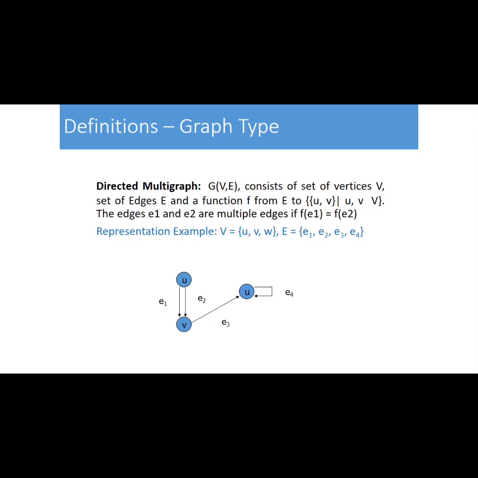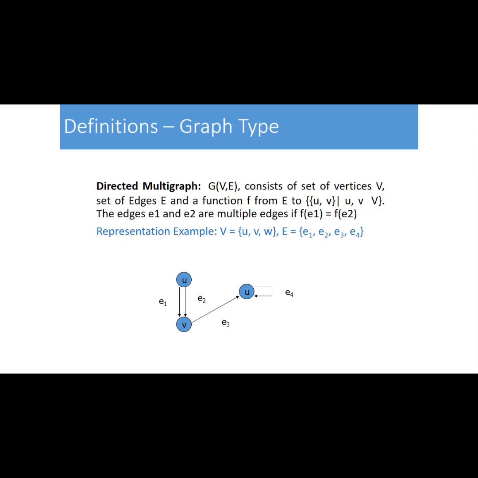Let's see the definition of directed multigraph. We already saw that a multigraph means a pair of vertices has more than one edge, along with loops. Here in this multigraph, all the edges mention the direction also.